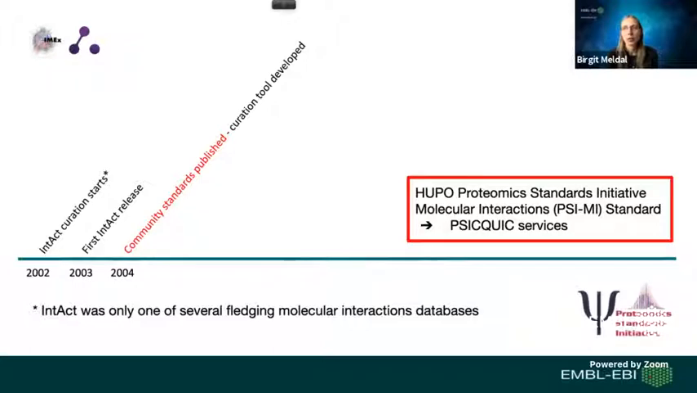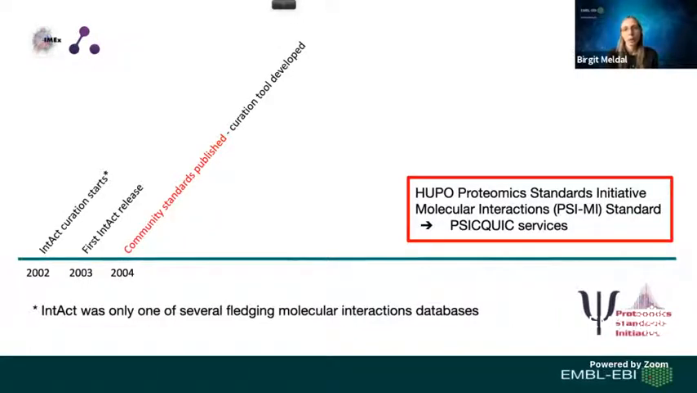So in the early noughties, the community came together and decided, well, the least we can do is come up with a common standard. And this common standard was the Proteomics Standards Initiative for Molecular Interactions, or PSI-MI for short. And from then on, the majority of molecular interaction databases followed this standard, which meant the users could download the data from each of the resources and amalgamate it at their end. Of course, that was still a headache for them.